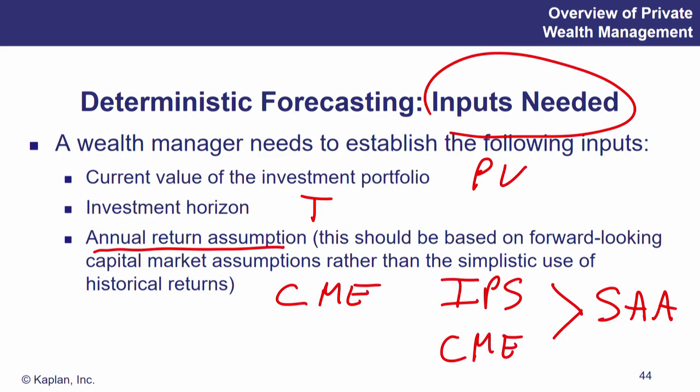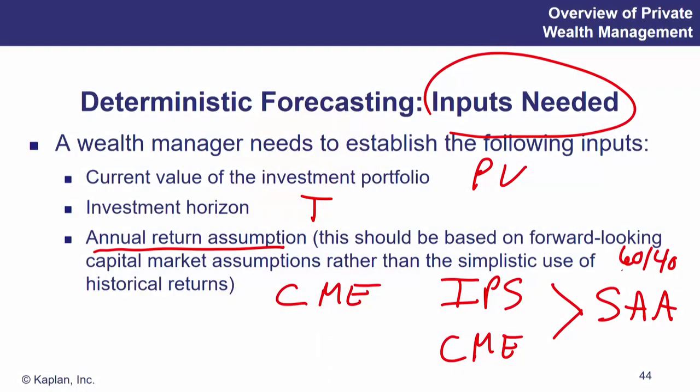And in the private world, and even in institutions in the CFA world for the most part, remember it's typically 60% equity, 40% fixed income as a good starting point. We may move from that a little bit, but strategic asset allocation, again, is determined by the investment policy statement combined with the capital market expectations. So again, when we're looking at annual return assumptions, it is not okay to just use historical returns. You want to put some thought and analysis into this.